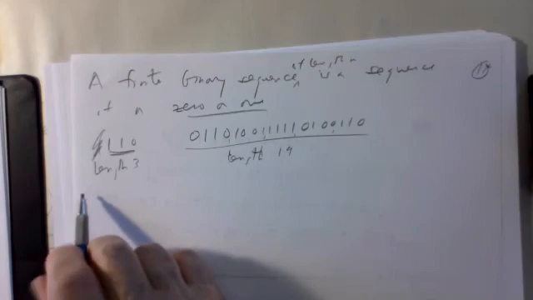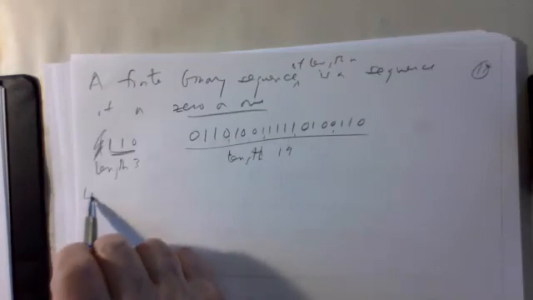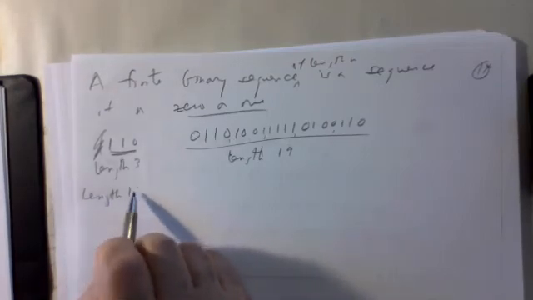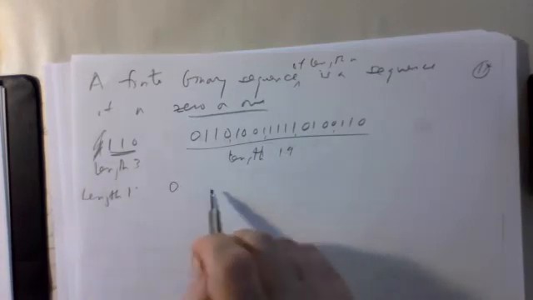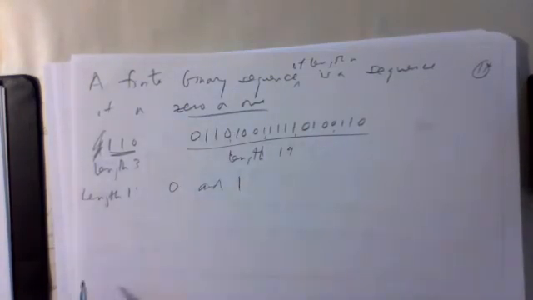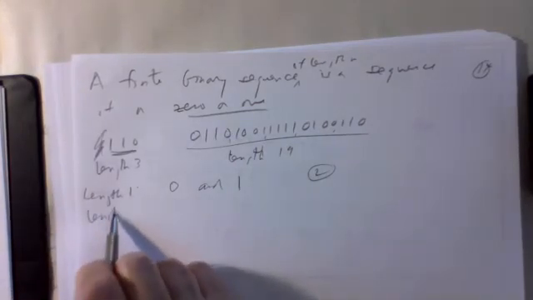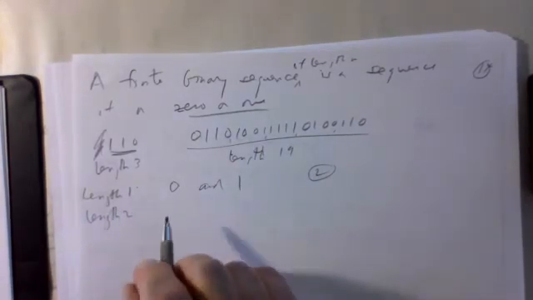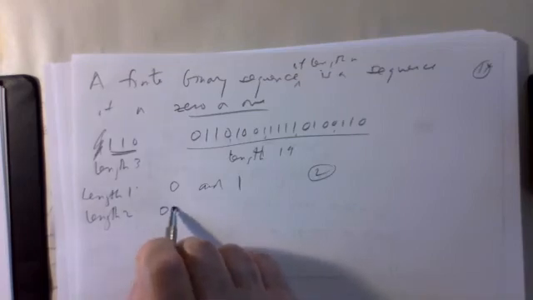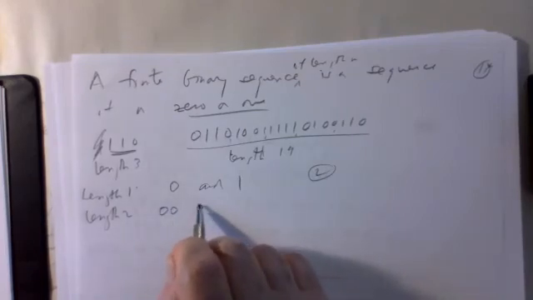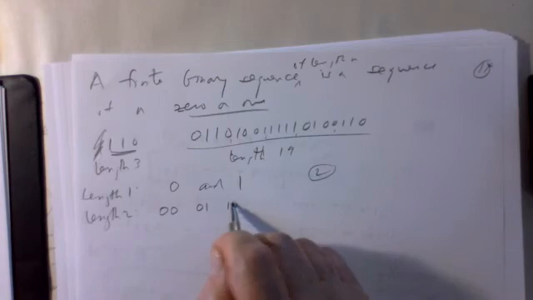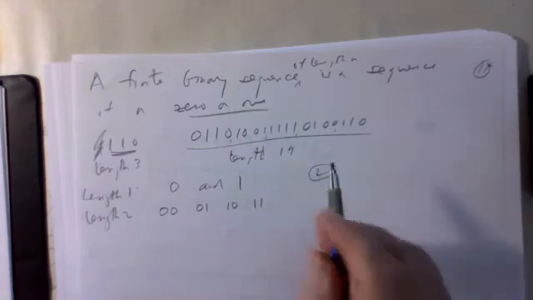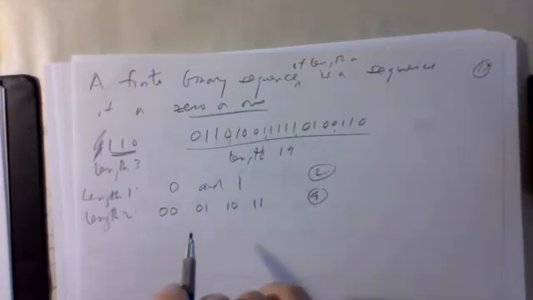Let's see. What are the binary sequences of length 1? Well, there are only 2 of them, 0 and 1. What are the binary sequences of length 2? We have 00, 01, 10, 11. That's all the possibilities. There are 4 of them.